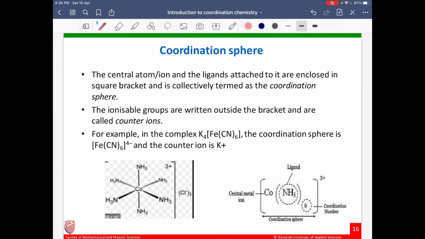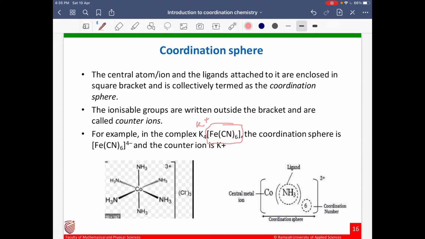Next is coordination sphere. The central atom or ion and the ligands attached to it are enclosed in square brackets and are collectively termed the coordination sphere. The ionizable groups are written outside the bracket and are called counterions. In the complex K4[Fe(CN)6], the coordination sphere is [Fe(CN)6]. Normally we put the coordination sphere inside a square bracket, and the counterions are the K+ ions. Here K4 means K+ ions are the counterions.